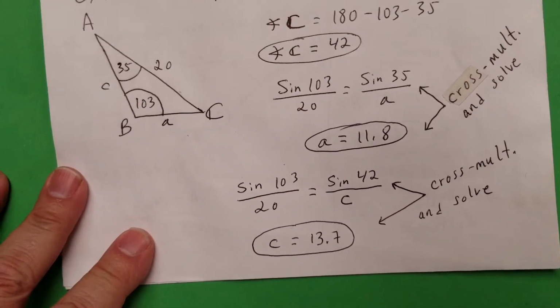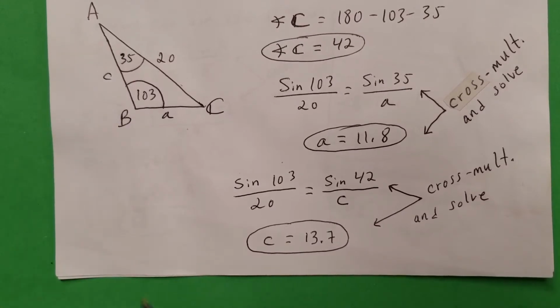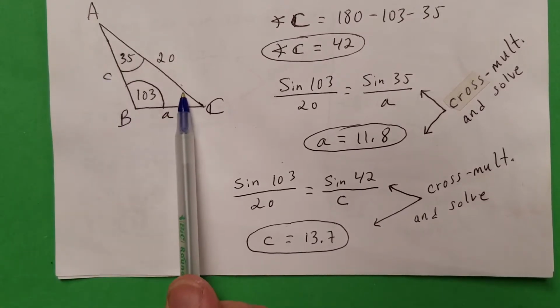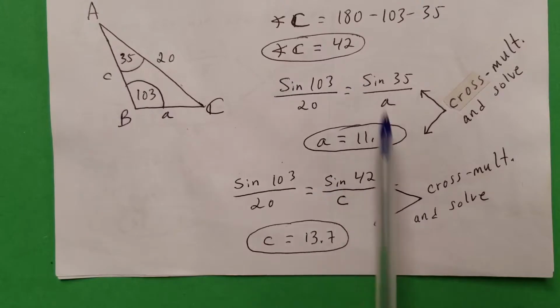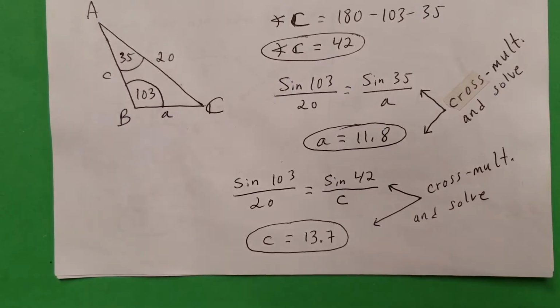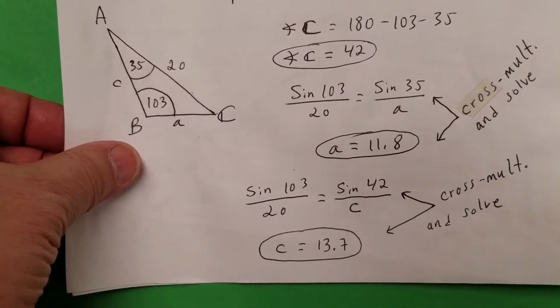So I was missing three parts: this side, and this angle, and I found all three parts. Okay? That's the law of sines. Let's look at the law of cosines.